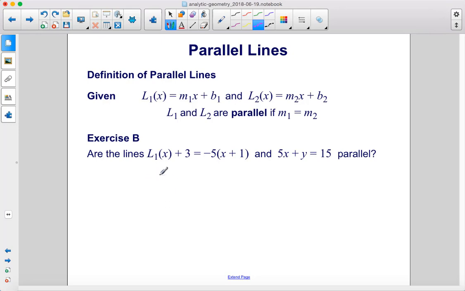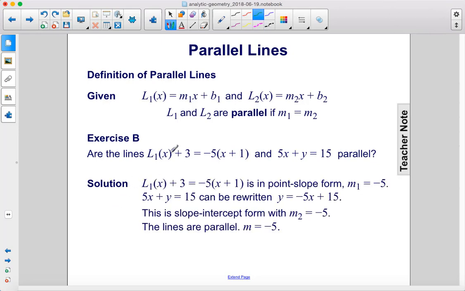Exercise B. Are the lines L1: y + 3 = -5(x + 1) and L2: 5x + y = 15 parallel? The first equation is in point-slope form, and we see that m1, the slope, is -5. Here, this is in standard form, but we can rewrite it in slope-intercept form, and that would have m2 also equal to -5. Therefore, the lines are parallel since they both have slopes of -5.